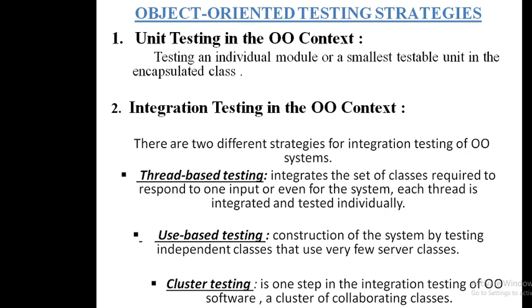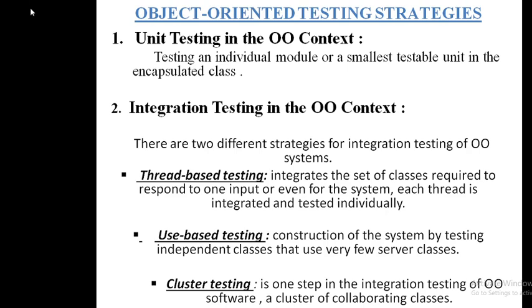The first is unit testing in the object-oriented context, the second is integration testing in the object-oriented context, and the third is validation testing in an object-oriented context. So these are the 3 points in object-oriented testing strategies. We already discussed these concepts in our previous classes, even though now we are going to discuss the same concept again.